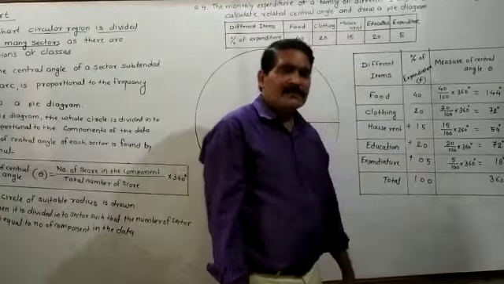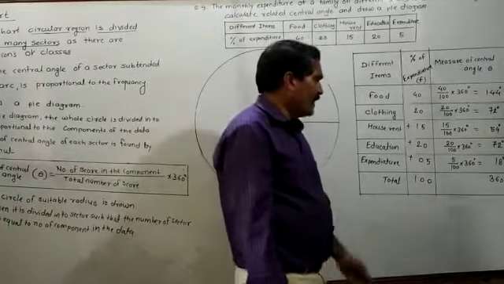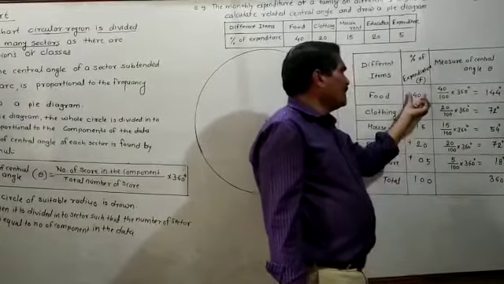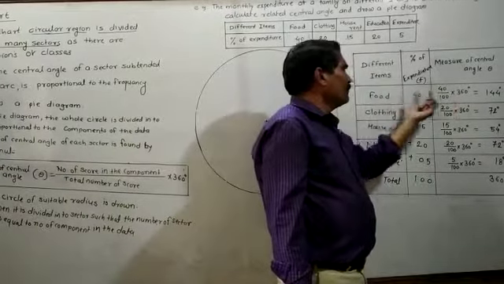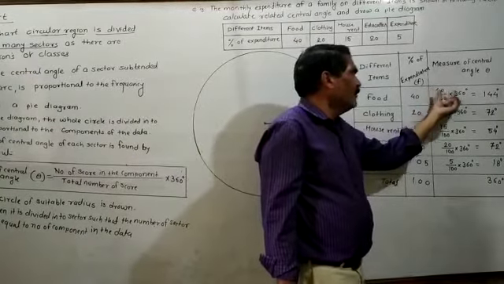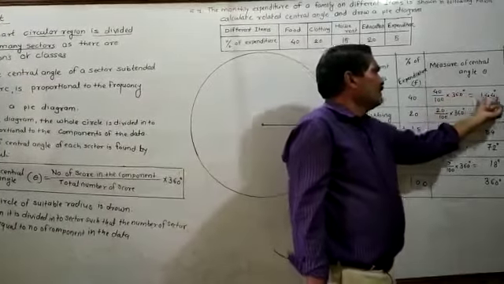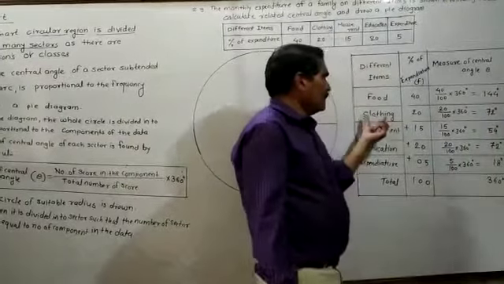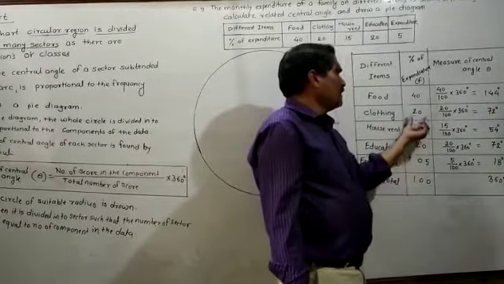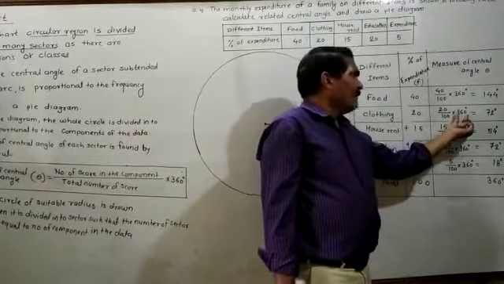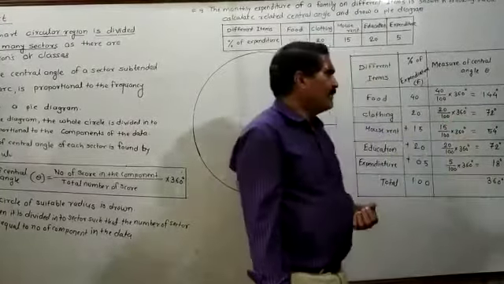Then you have to find out the central angle. How do you find the central angle? Out of 100%, they are utilizing 40% in the food, so 40 out of 100 multiplied by 360 is equal to 144 degree. Then for the clothing, out of 100 they are utilizing 20%, multiplied by 360 is equal to 72 degree.